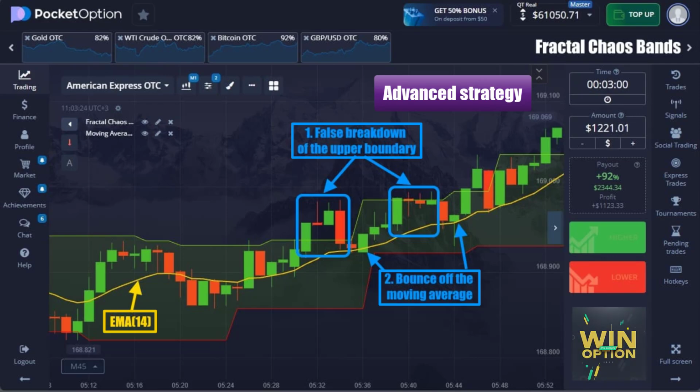The screen shows that if we bought call options on the candlesticks following the ones labeled as a bounce from the average, we would have made a profit in both cases. As a reminder, all trades are 3 minutes expiry, that is 3 candles on the M1 chart.